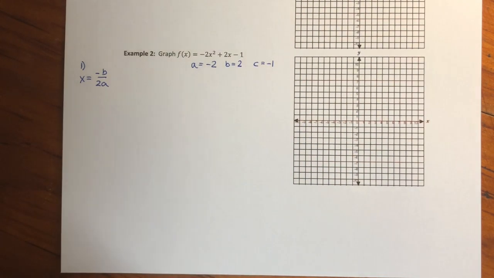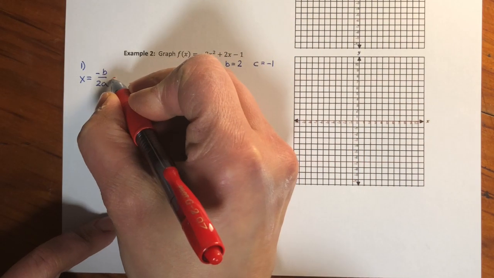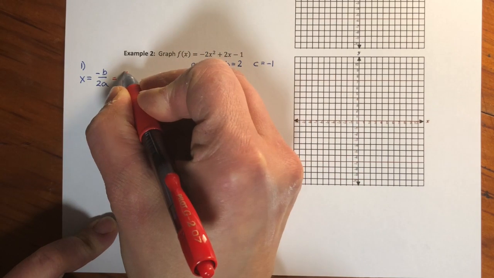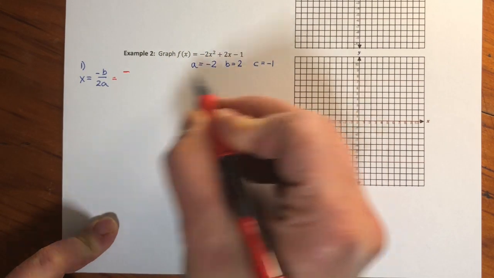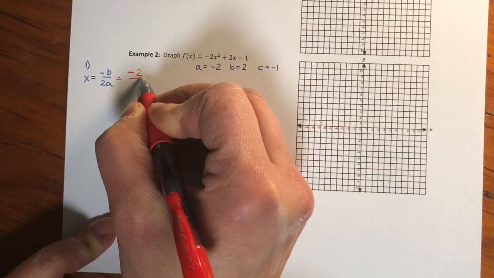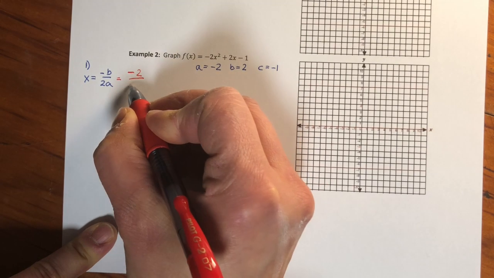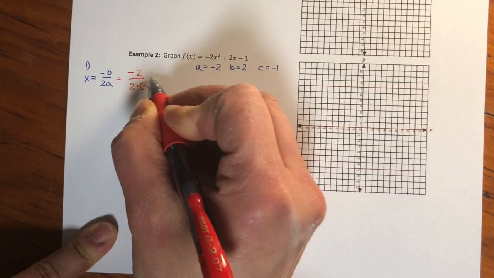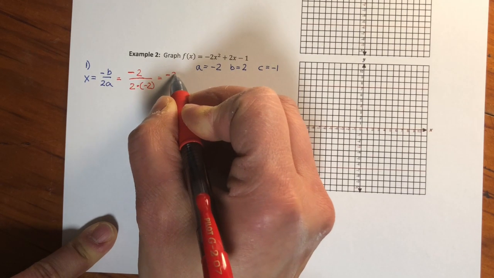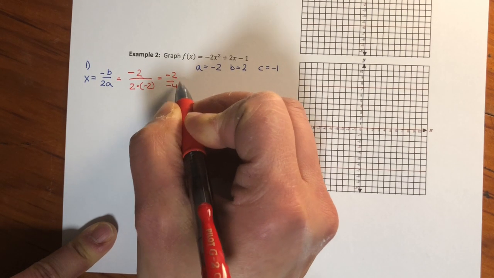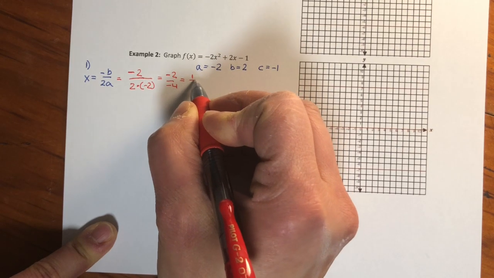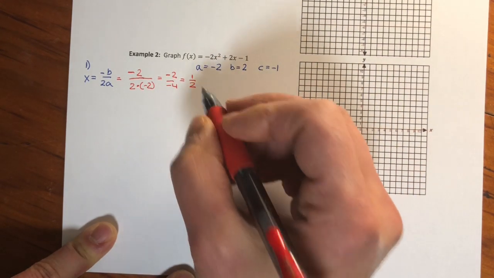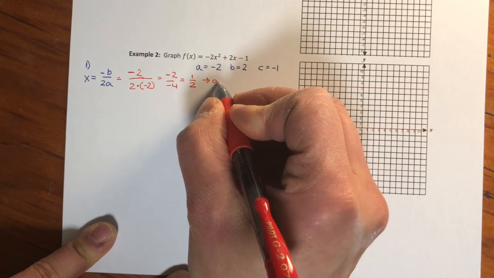So now if I want to figure out what the axis of symmetry is, negative is in the formula, b is 2, over 2 is in the formula, and a is negative 2. Well, I have negative 2 over negative 4. That is equivalent to 1 over 2. I know that this is my axis of symmetry.